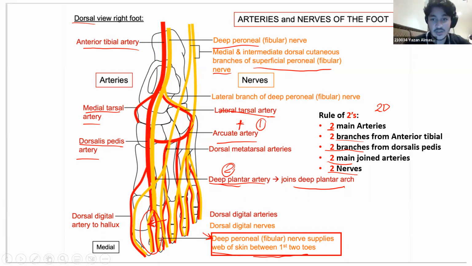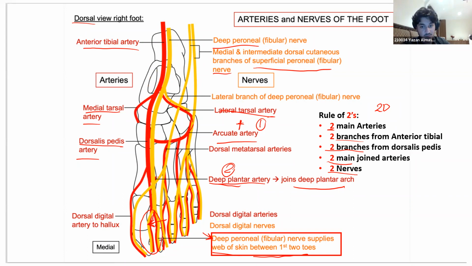So let's recap together. What's the rule of twos? Again, just to recap everything, to stick it to your memory. We have two main arteries, the anterior tibial artery and the dorsalis pedis artery. That's the first two. Then we have two main branches from anterior tibial, medial tarsal and lateral tarsal. That's the second two. The third two is we have two branches from dorsalis pedis, the arcuate artery and the deep plantar artery.